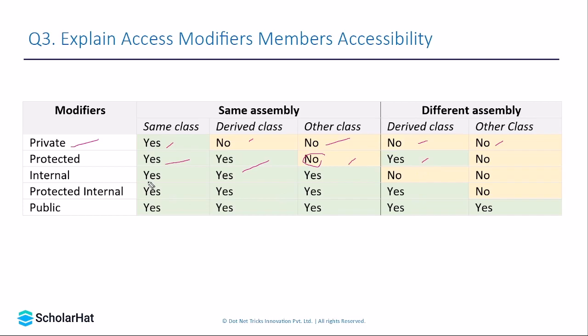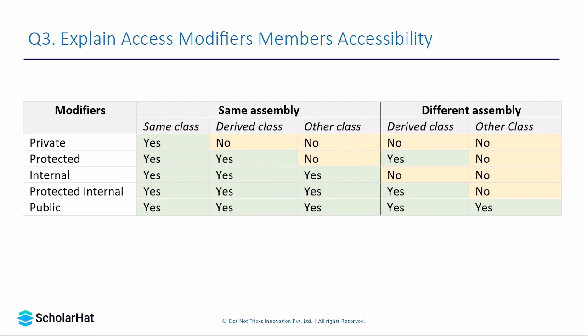Internal can be used in the same assembly only. Remember we discussed that internal cannot be used in a separate assembly, so that's why you can see these are marked as no, and internal can be used in the same assembly. Protected internal can be used in the same assembly as well as in a different assembly, but with a derived class. So protected internal can be used in the same class, a derived class, another class, and in a different assembly as well, as a derived class. And finally, there is public, which has the least restriction and can be used anywhere. So this is the access modifier accessibility explained.